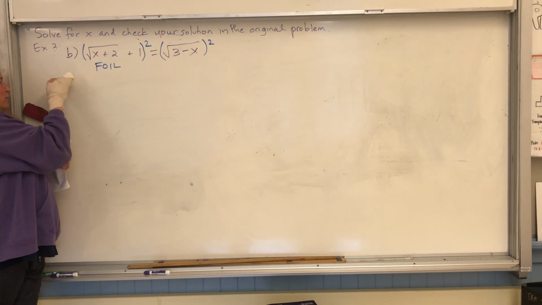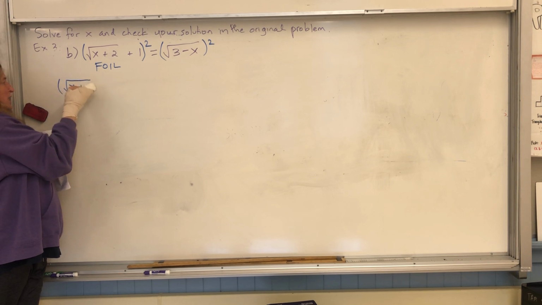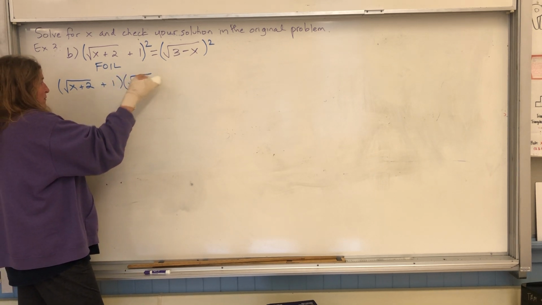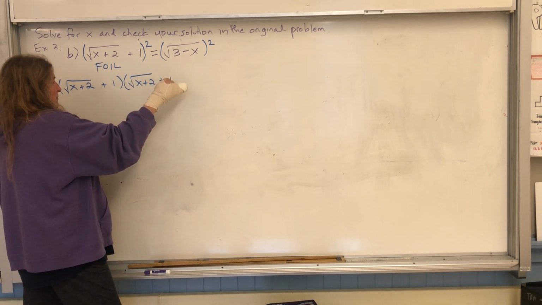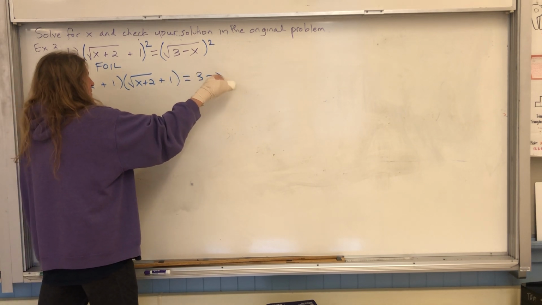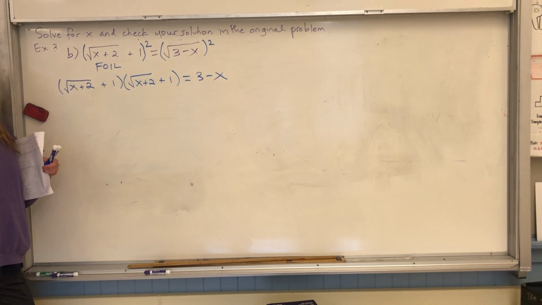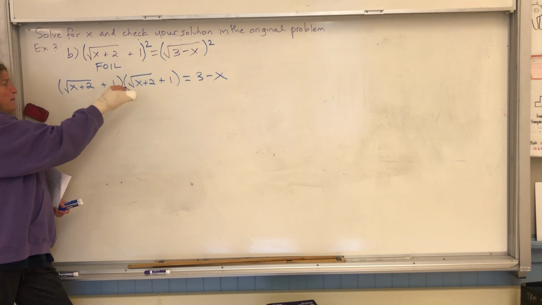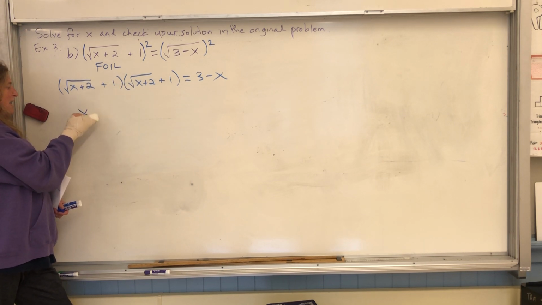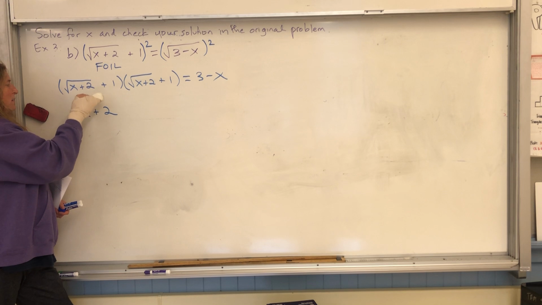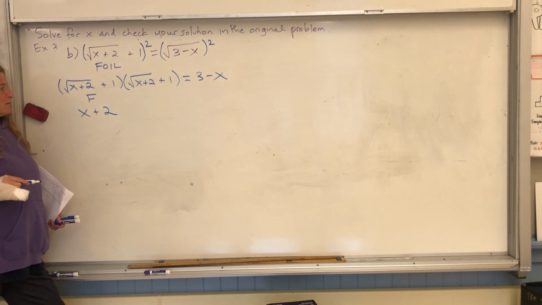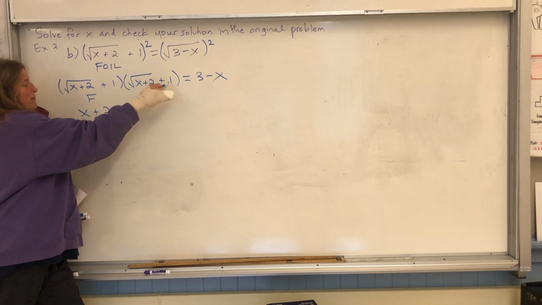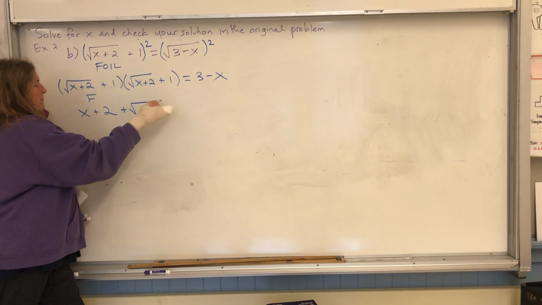And this is the part where people groan, because what this means is the square root of x plus 2 plus 1 times the square root of x plus 2 plus 1. And this one, luckily, is nice and simple. Okay, so let's FOIL this. We're going to do it nice and slowly. The square root of x plus 2 times the square root of x plus 2 is just equal to x plus 2. So I'm going to label the steps. There's the F. The O is the outer terms. The square root of x plus 2 times 1 is just equal to the square root of x plus 2.